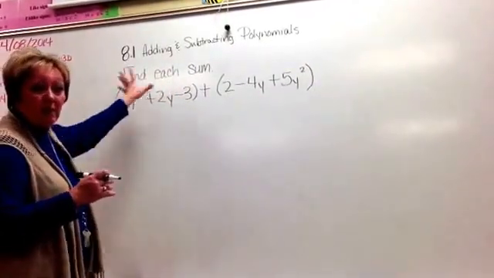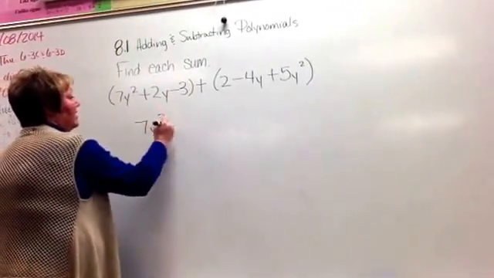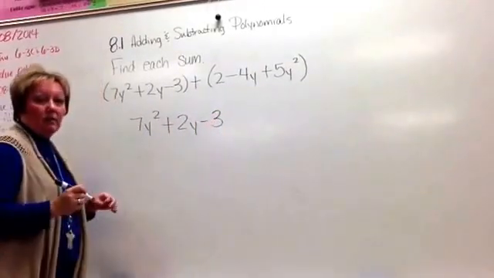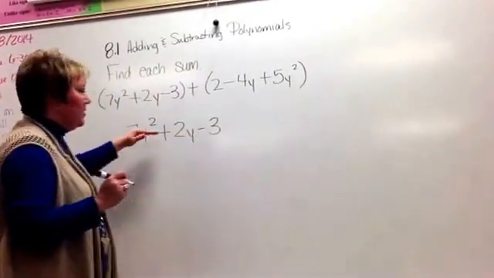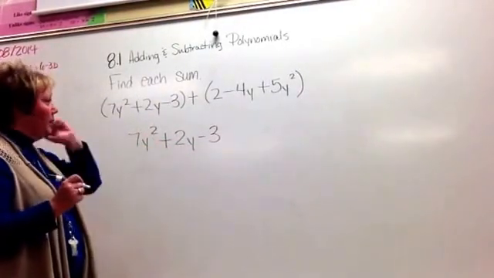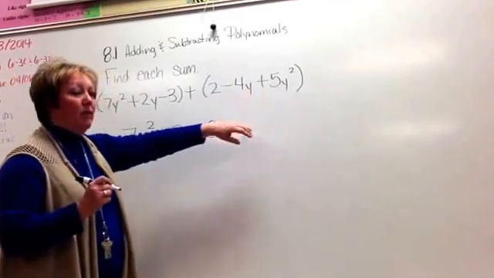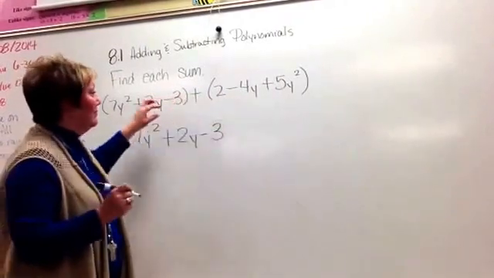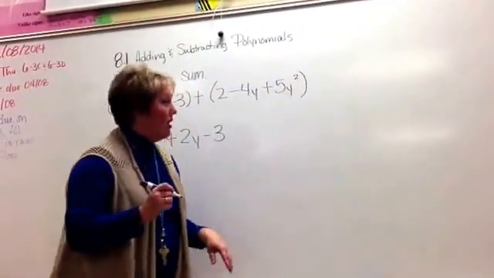So what I'm going to do is I'm going to pull this out of parentheses. I've got 7y to the 2nd power plus 2y minus 3. Okay, now I've got this listed in order from greatest to least as far as our terms go. This is our standard form for a polynomial. Now, I want to look up here at my second polynomial. By the way, binomials, trinomials, or monomials. This is a trinomial, and we're adding it to another trinomial.